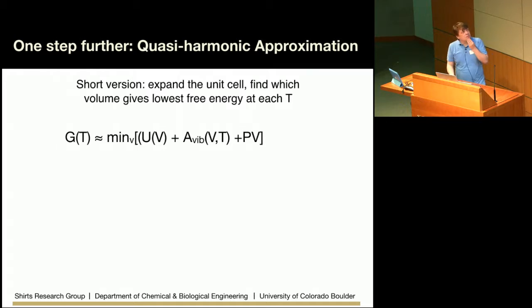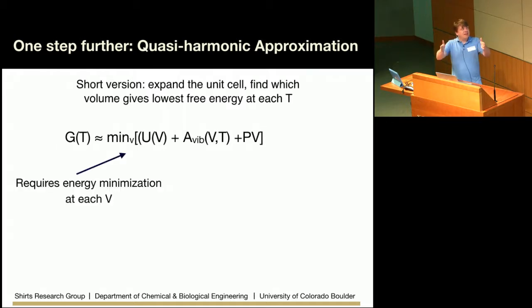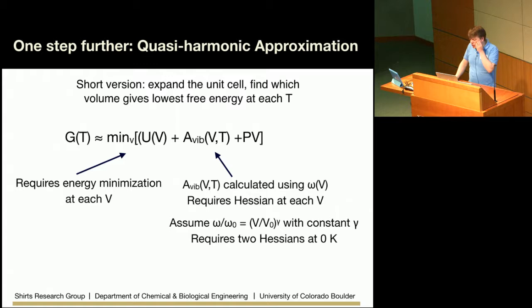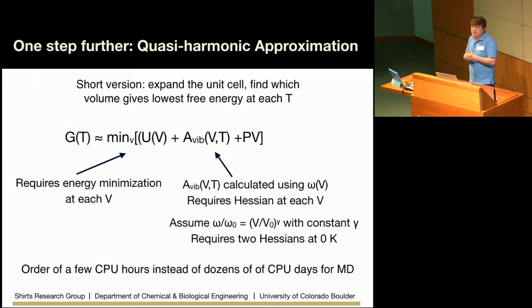So you have this minimization problem, and basically you have to expand the cell stepwise and energy minimize the coordinates at each volume, and then calculate the Hessian at each volume. Technically, you're required to calculate the Hessian at each volume, but it turns out that there are fairly accurate relationships that relate the vibrational frequencies at one volume with the vibrational frequencies at another volume. So usually people calculate a couple of Hessians to get the linear parameter for each wavelength. It's a common assumption to make, and it works relatively well. So this takes an order of a few CPU hours instead of dozens of CPU days.